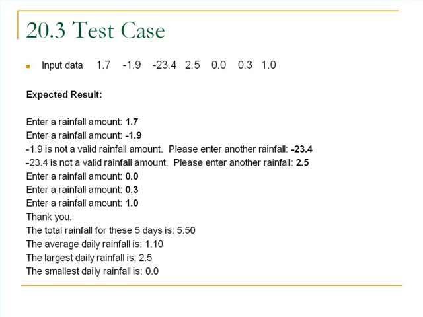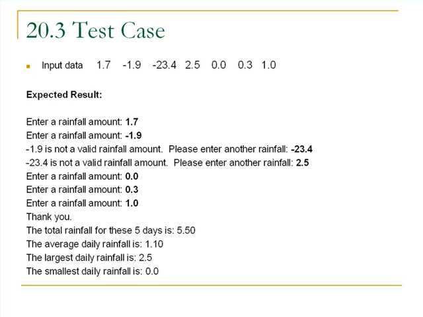So after the user has entered the values, this very polite software says thank you, and then it outputs the total rainfall, the average rainfall, the largest daily rainfall, and the smallest daily rainfall. Okay, I will only want to work on one piece at a time and make sure that that piece is working and then move on to the next piece.